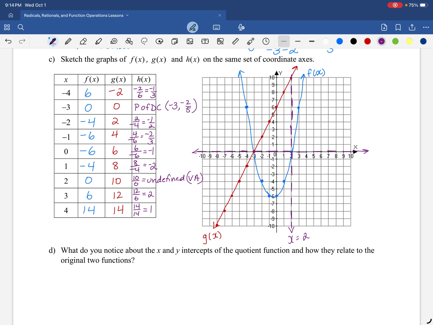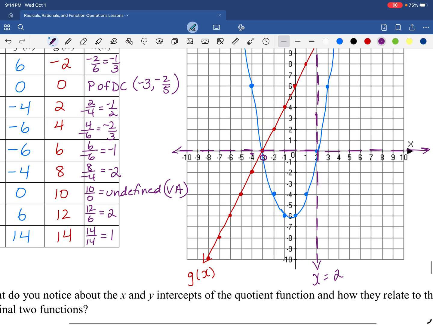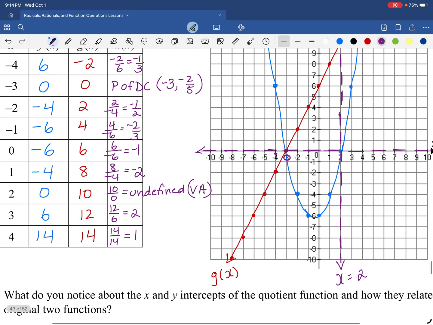Now let's go ahead and plot our points. So -4, -1/3. In other words, it's going to be super, super close to this x-axis here. You've got your point of discontinuity at -3, -2/5, so there's going to be a hole right here. I'll make it super big, magnify it here. I know it's not going to be that big for real, but there's a hole right there at -3. Next one, we have -2, -1/2, so that would be going a little bit lower still. We have -1, -2/3, again a little bit lower still. Then we finally have 0, -1.